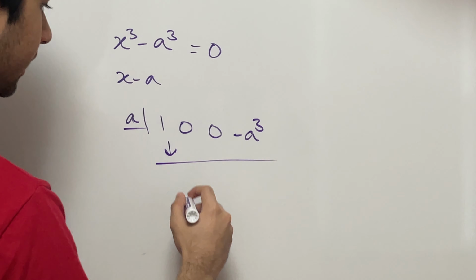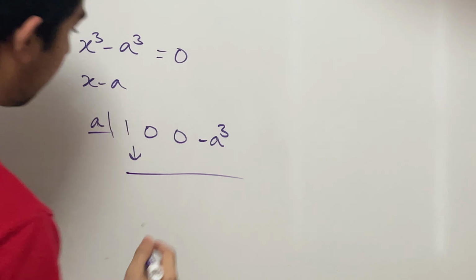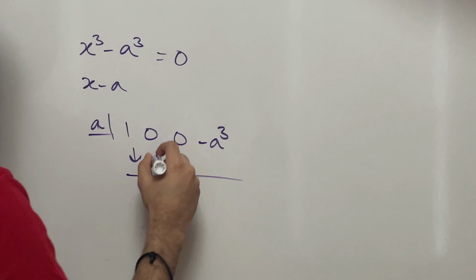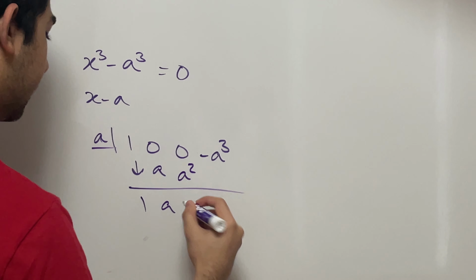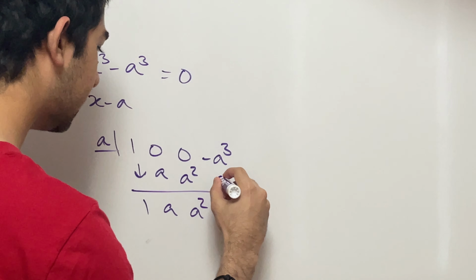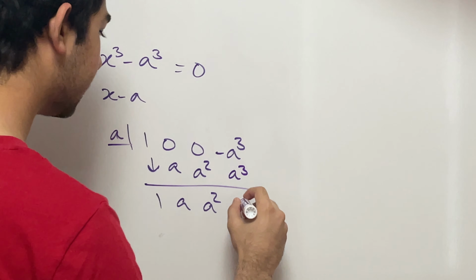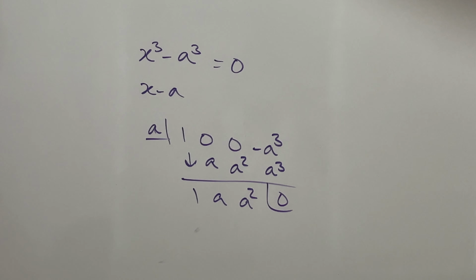So drop down that 1. Gotta make sure there's no space. So drop down that 1, right? 1 times a is a, so you got an a here. Then a times a is a squared, so drop an a squared. A squared times a is a cubed, and these cancel out, so it gives us nothing. Alright, this is expected, a is a factor, we know that.